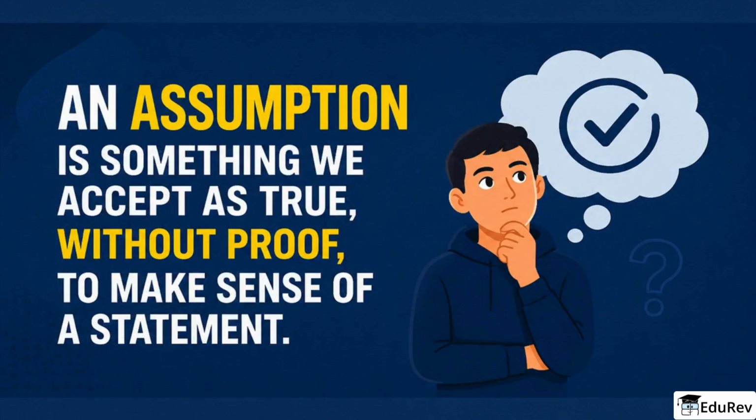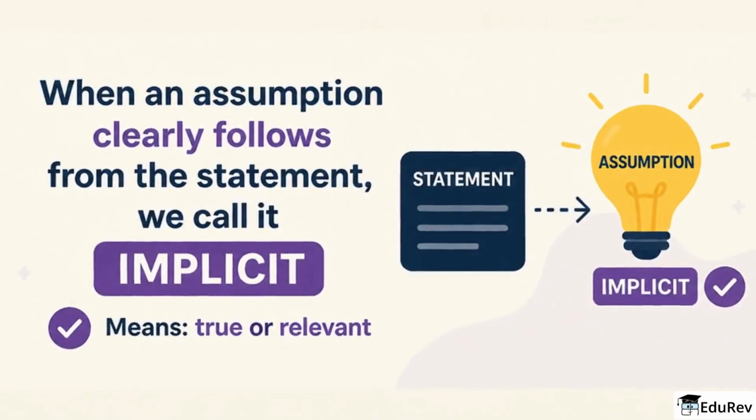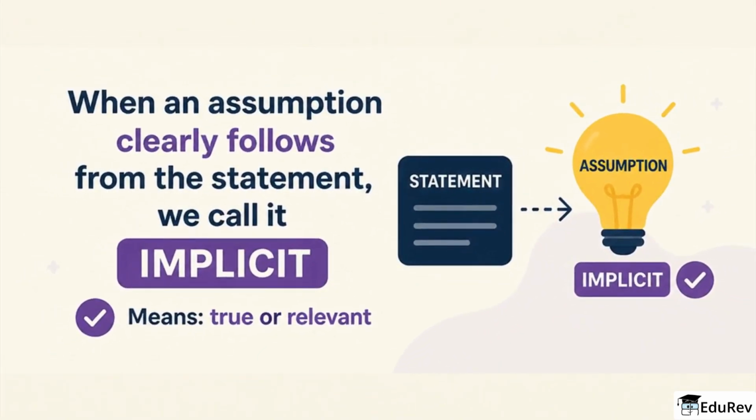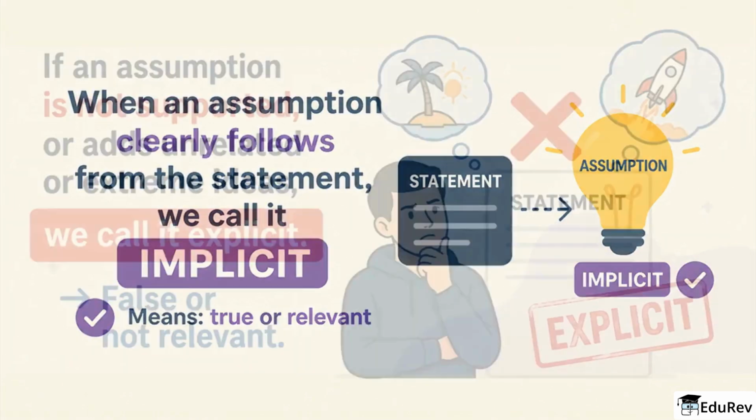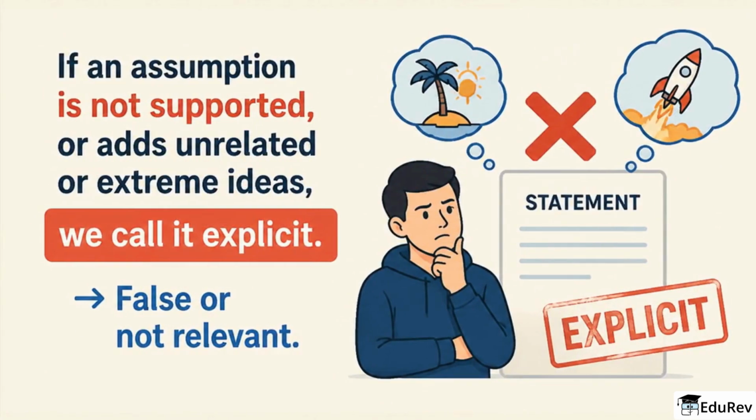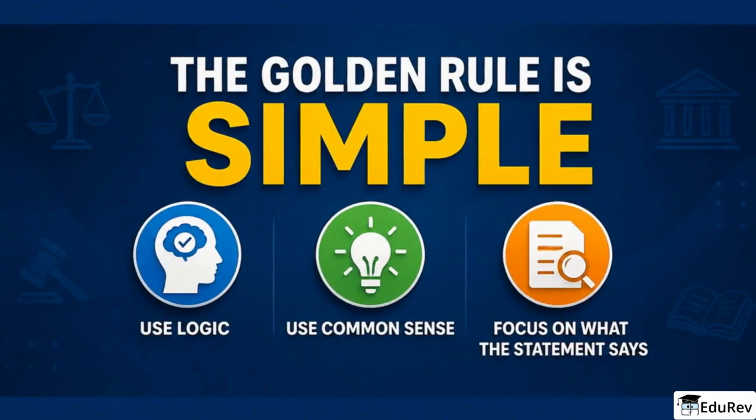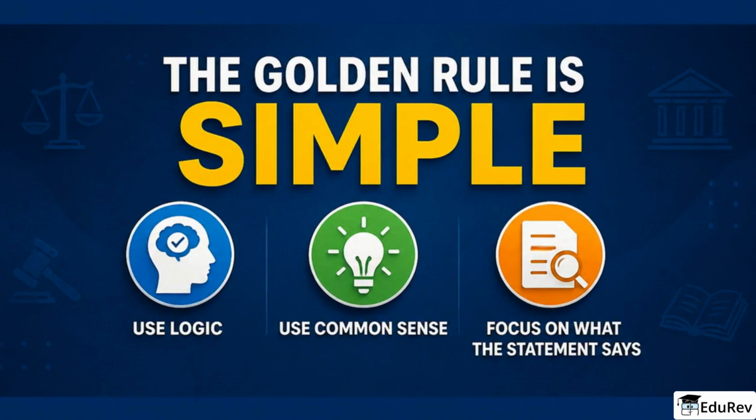An assumption is something we accept as true without proof to make sense of a statement. When an assumption clearly follows from the statement, we call it implicit, which means true or relevant. If an assumption is not supported or it adds unrelated or extreme ideas, we call it explicit, which means false or not relevant here. The golden rule is simple. Use logic, common sense, and what the statement actually says.